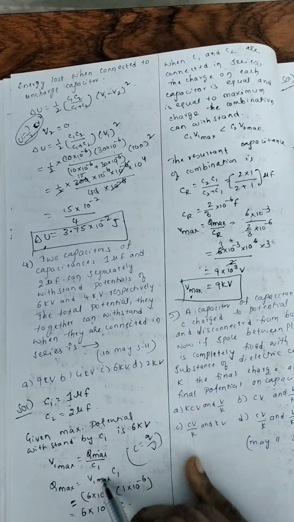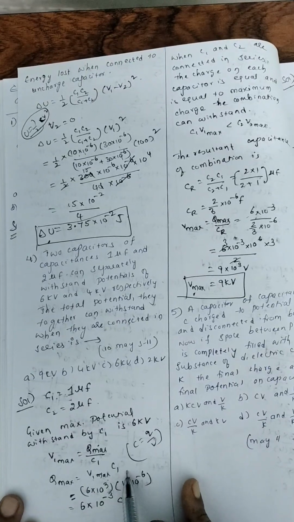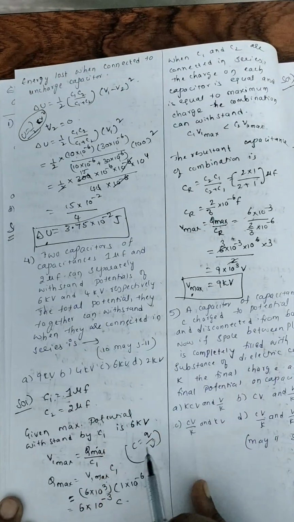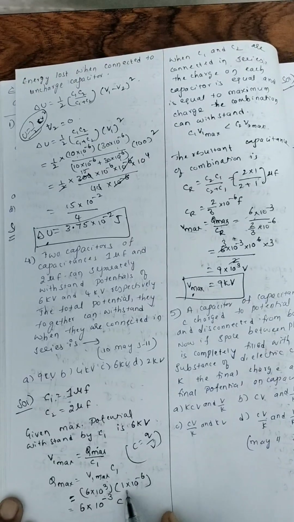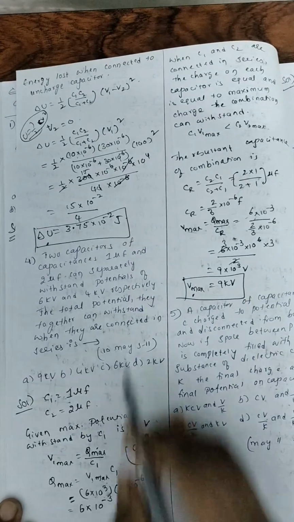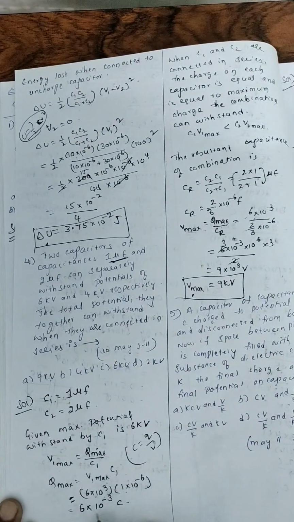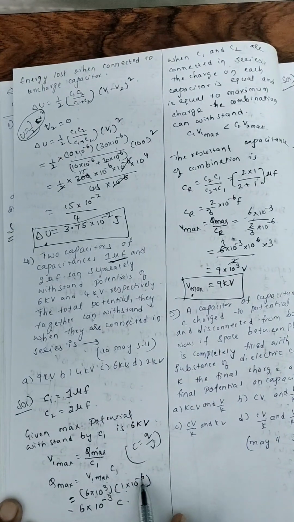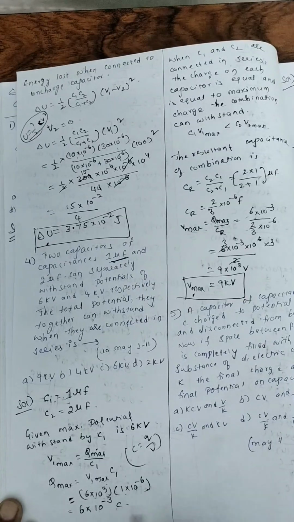So Q maximum by C1. So Q maximum equals V1 maximum times C1. V1 is 6 kilo. Kilo means what? 10 to the power of 3. So 6 into 10 to the power of 3 into C1, 1 microfarad. Micro means 10 to the power of minus 6. We will get 6 into 10 to the power of minus 3 coulomb.